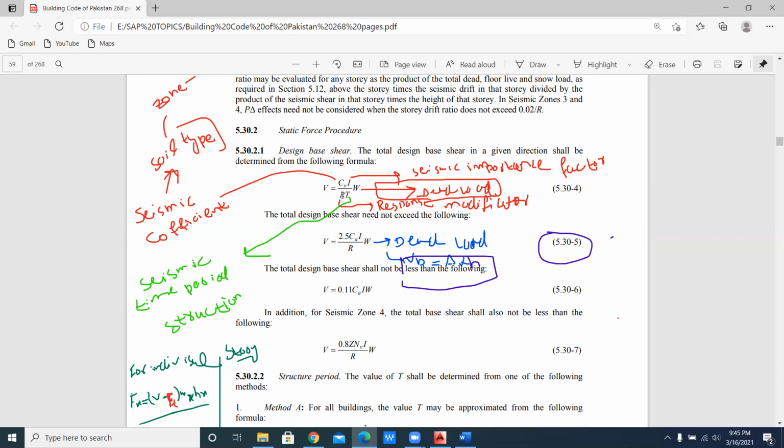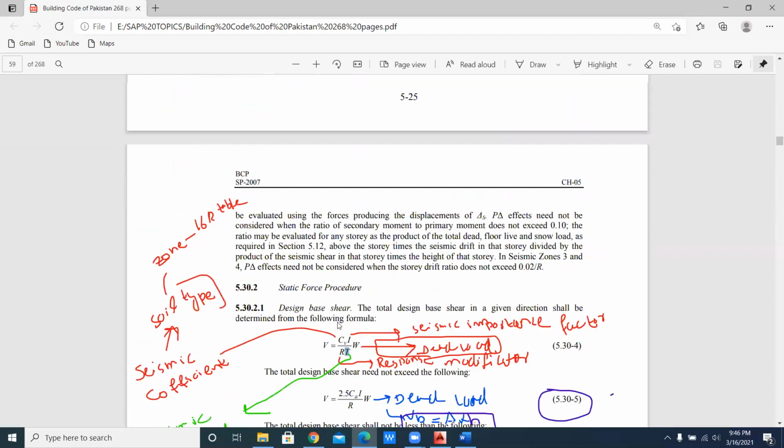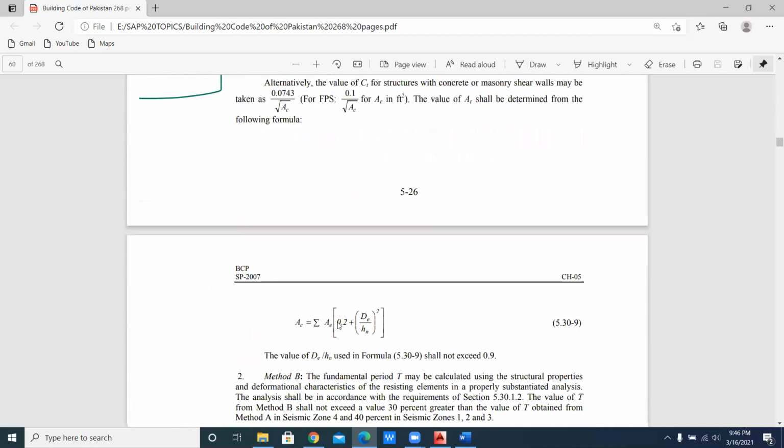As you know, we use grade 60 steel because it has good ductility. It is not brittle, because a brittle material can break very soon when a load is applied on it. It does not bend, and it doesn't have any ductility. T is basically your time period. You can calculate it from different methods. Here is the method given here.